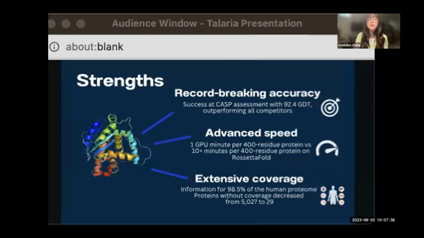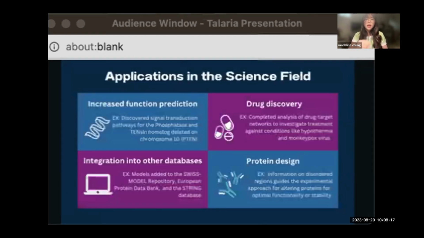And so alongside its timely abilities, AlphaFold also has an extensive coverage of information on protein structures. It covers a wide variety of protein structures, which includes information for 98.5% of the human proteome, which is important for other biotechnological scenarios I will discuss later. And with the introduction of AlphaFold, a study showed that proteins without structural information at all decreased from 5,027 to 29 because of the wide variety of information that AlphaFold can provide. And so now we've discussed the strengths AlphaFold has.